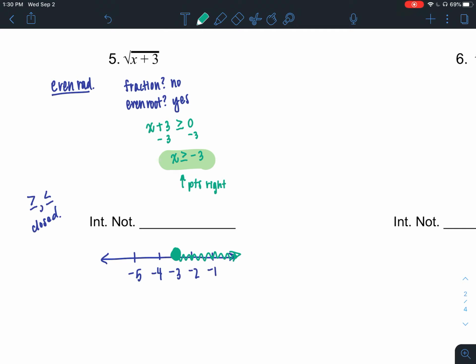So the way that I would write this interval is, I have a closed dot on negative 3, so I'm going to have a bracket for negative 3, and then it goes all the way up to infinity. So I always write from left to right, my starting point and my stopping point.